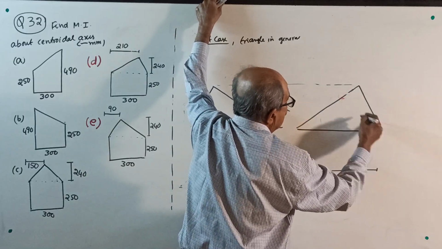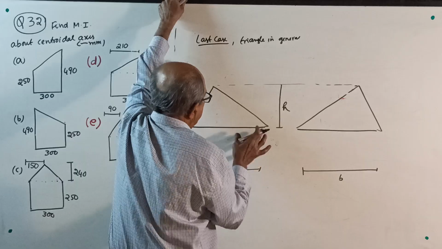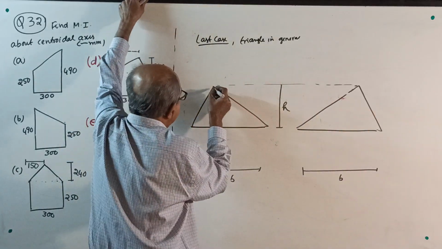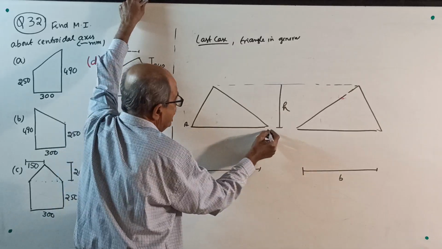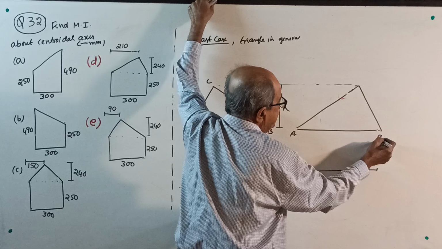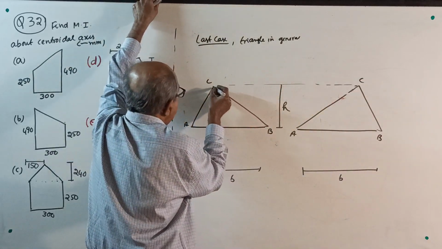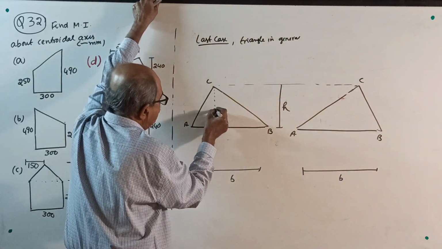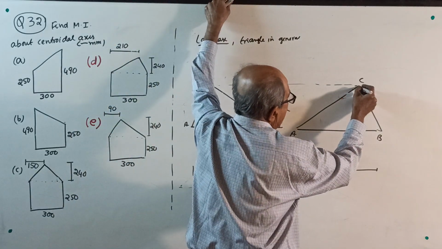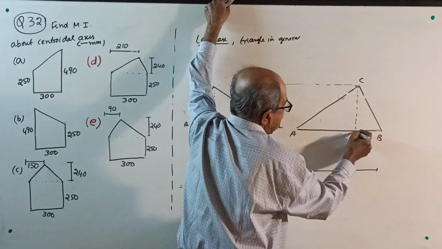This way. Okay. Now, this way. Base B, height H. But if I take A here, B here, C here, and D, with dotted lines projected here, don't learn it by heart.